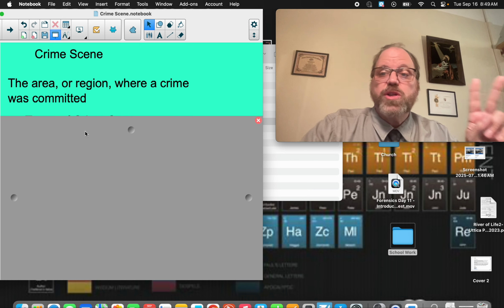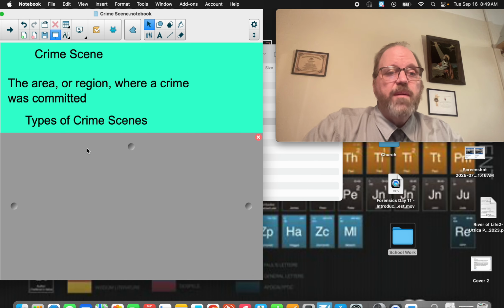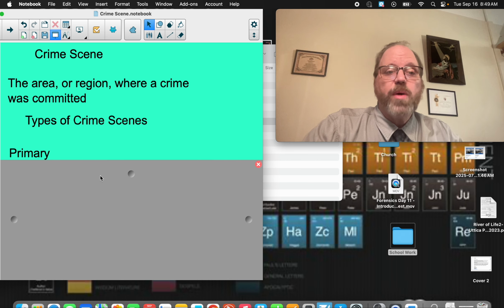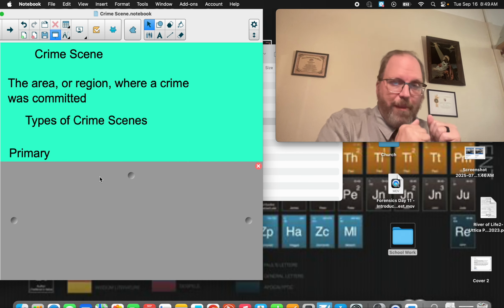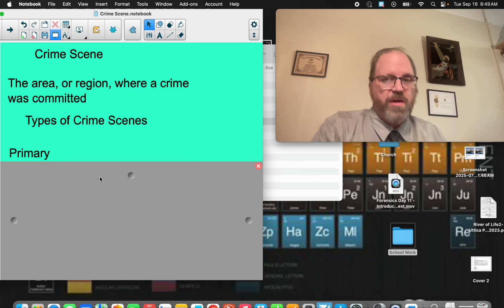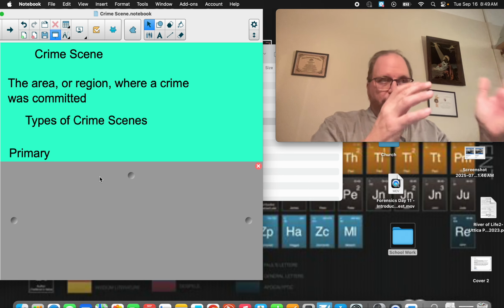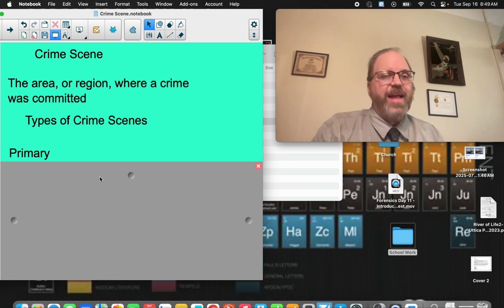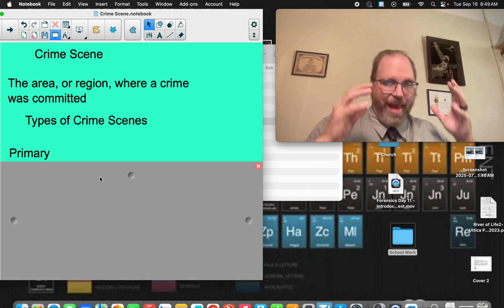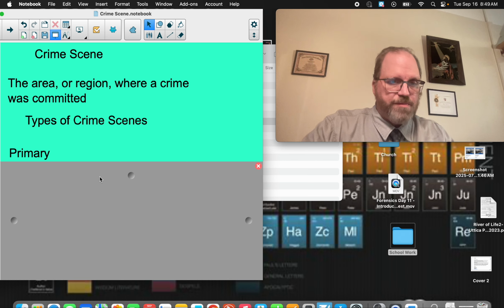Now, there are generally two types of crime scenes. The first type is called the primary, if that's where the crime actually took place. If there's a murder, the body's there, the murder took place in the same place, that's a primary. If it's a robbery, exactly where the robbery took place.